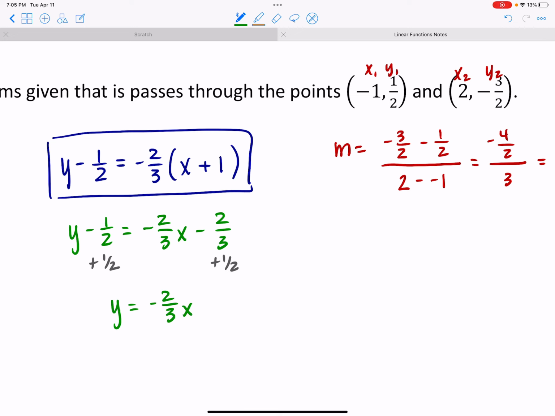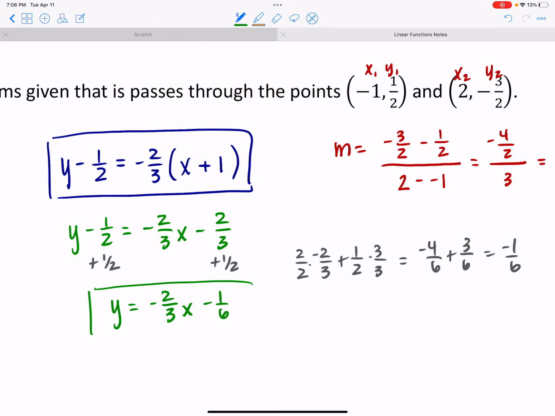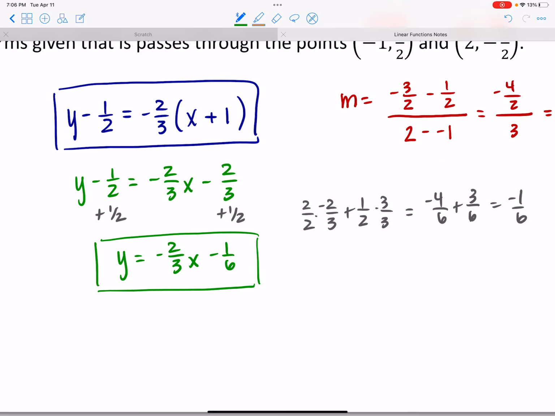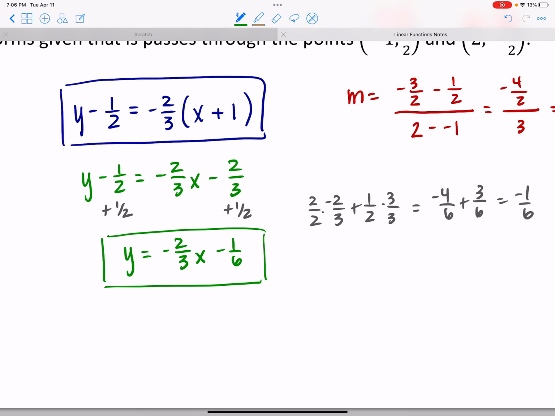And then over here, if I have negative 2/3 and I have to add a half, I'm going to have to multiply by 2 over 2 here and by 3 over 3 here to get common denominators. So that's negative 4 over 6, and I'm trying to add 3 over 6, which is going to be negative 1 over 6. So negative 1 over 6 is going to be the y-intercept. That's my slope-intercept form.